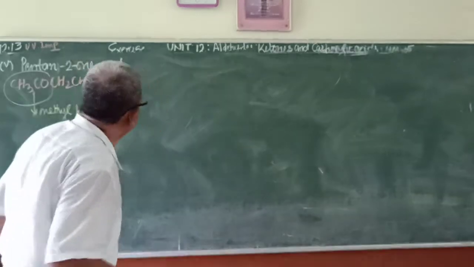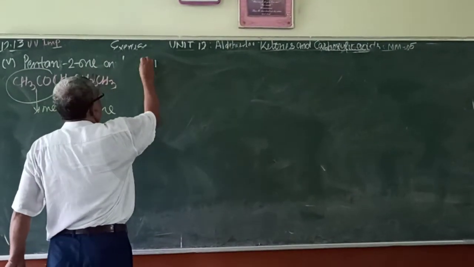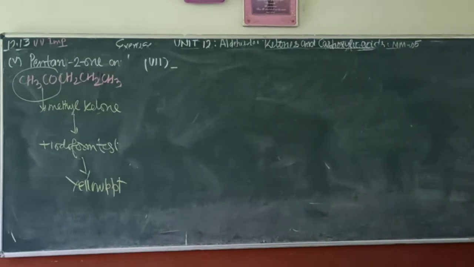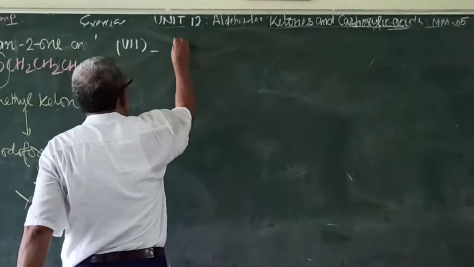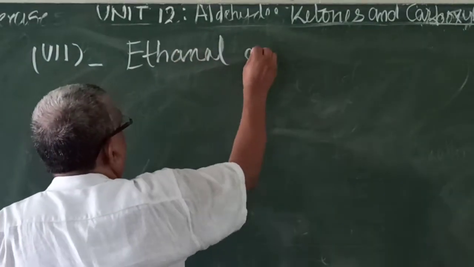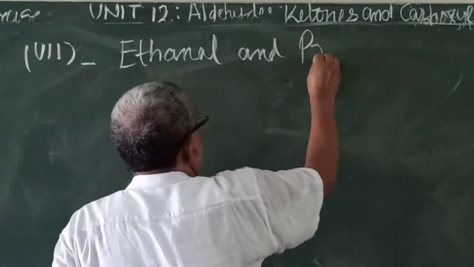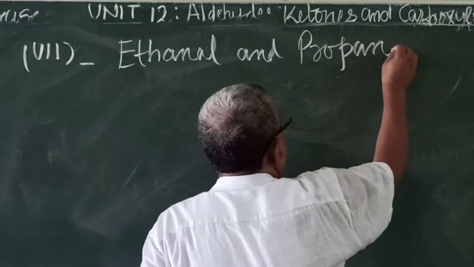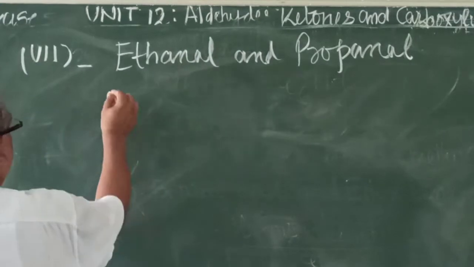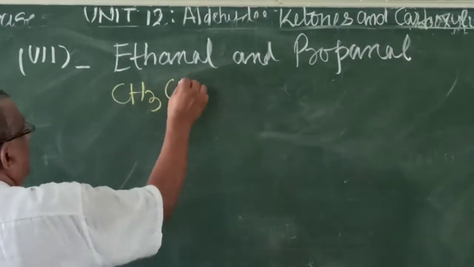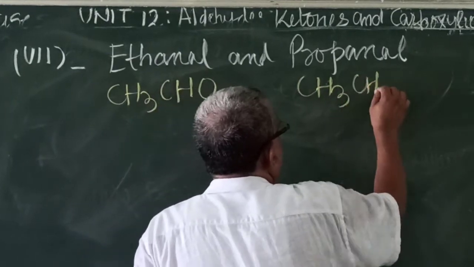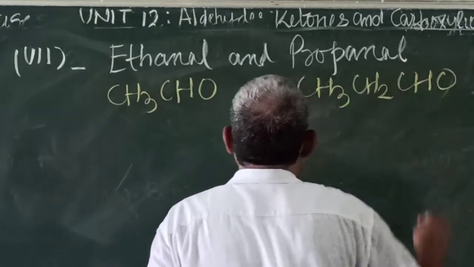The seventh one is ethanol and propanol. Please see here, ethanol and propanol. Write the formulas please. If we write the formulas, this is CH3CHO, and this is CH3CH2CHO.